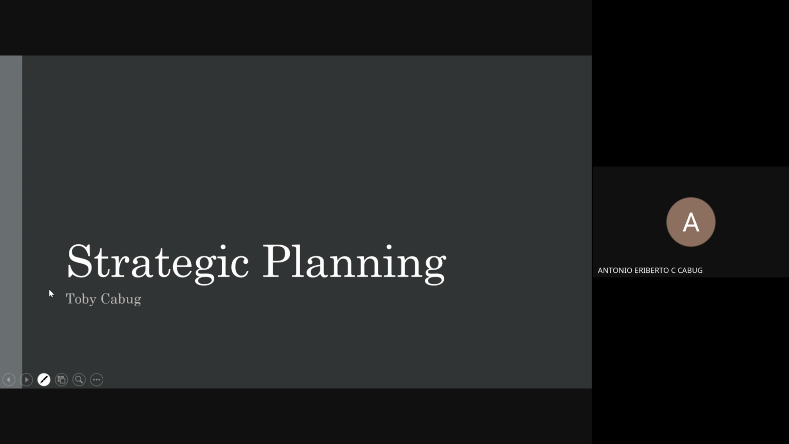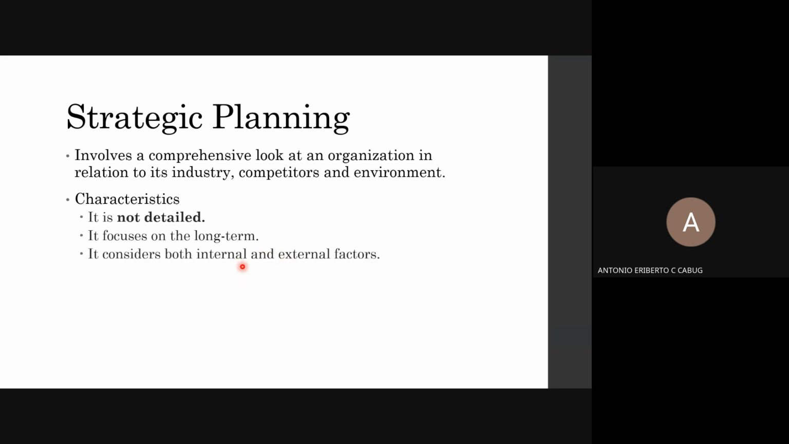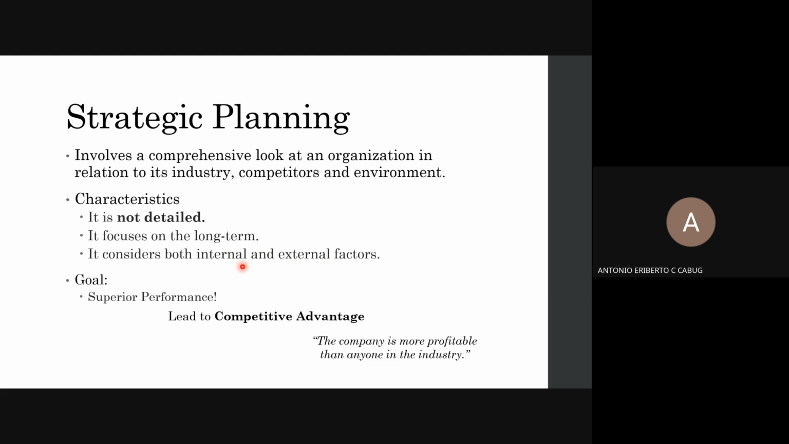Okay. So last meeting, we had a discussion on strategic planning. We discussed that strategic planning involves a comprehensive look at an organization in relation to its industry competitors and environment. Strategic planning is not detailed, focuses on the long term, and considers both internal and external factors. The goal is to attain superior performance in a way that it will create a competitive advantage, meaning to say, the company that we are working for should be more profitable than other companies in the industry.